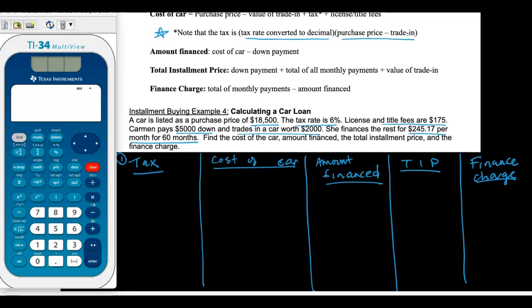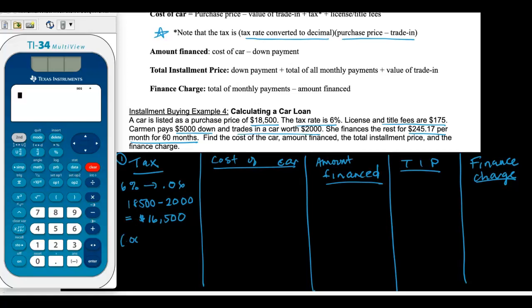So the tax rate is 6%, so 6% converted to a decimal is 0.06. And then we're going to take the purchase price of $18,500 and we're going to subtract the trade-in, because the trade-in takes money off of that price. And so the car really is going to cost $16,500 after Carmen trades this car in. And so now all we have to do is multiply.